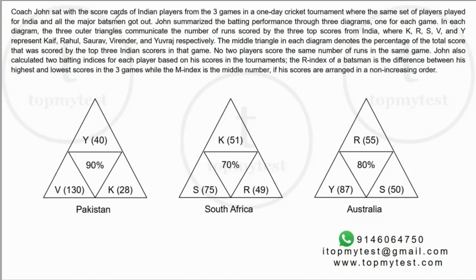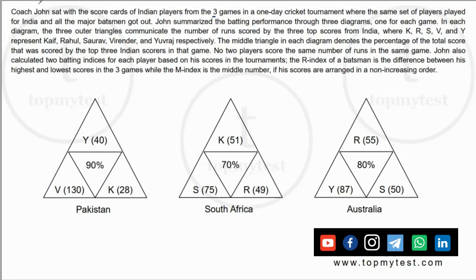Coach John sat with the scorecards of Indian players from 3 games in the one-day cricket tournament where the same set of players played for India and all the major batsmen got out. All right, we'll look at this later. John summarized the batting performance through the 3 diagrams, one for each game. In each diagram, the 3 outer triangles communicate the runs scored by the top 3 scorers from India from K, R, S, V, Y. Kaif, Rahul, Saurav, Virender and Yuvraj. Obviously, Sachin is not there. Yeah. You cannot grade Sachin, right?